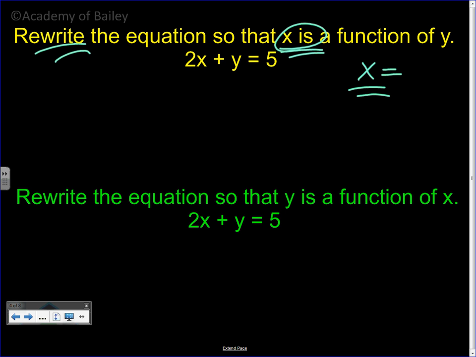Down here, if we're trying to get y as a function of x, what are we trying to get by itself? We're trying to get y by itself. Y is a function of x, so you should have y equals something when you're finished. So you have to pay attention to what it is actually asking you to do. If you get in a hurry, you may miss out on what it's really asking you to do. So let's go to the first part. We're trying to get x as a function of y, so we have to get this x by itself.